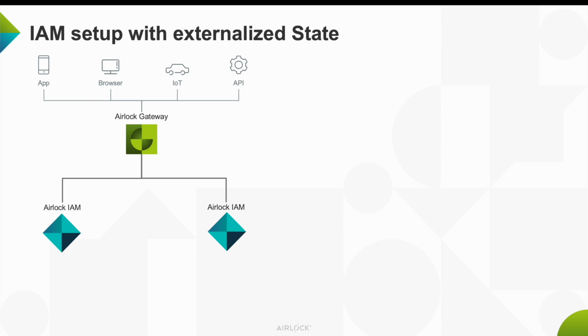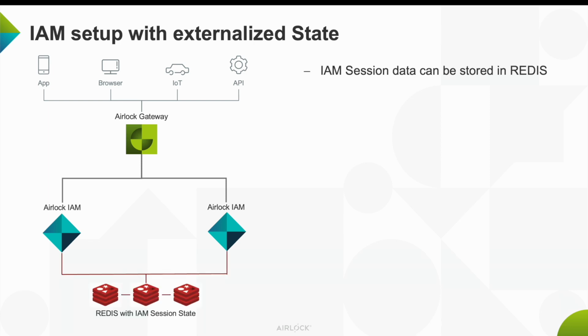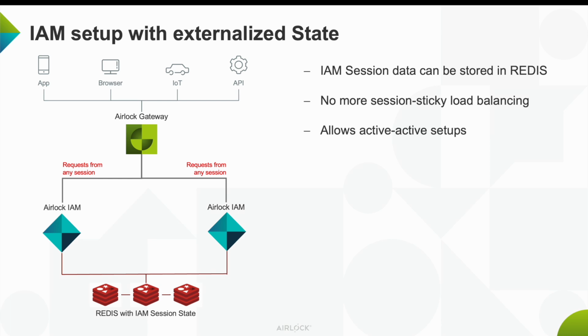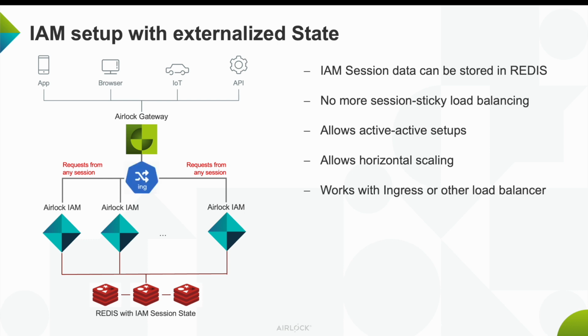So what is new in 8.1 and 8.2? Now we allow to store session data in an external session store. It's a Redis cluster. Each Airlock IAM instance is connected to a Redis cluster, and all the session data will be written to the Redis cluster and can be shared among the various IAM instances. As a consequence, requests to IAM can be sent to any IAM instance. There is no more need for session sticky load balancing. This allows for active-active setups, so you can theoretically use any number of IAM instances. You can scale horizontally. It also works with an ingress or some other load balancer that does not allow session sticky load balancing.